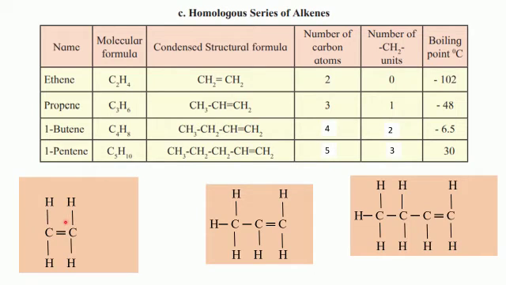Here the structure has been drawn. This is CH2 double bond CH2. Number of carbon atoms is 2, but the number of CH2 units is 0. Now though you can see that this is one CH2, this is second CH2, but we will not consider them to be CH2 units, because in counting the CH2 units, the other 2 free valencies of the carbon atom should be satisfied by single bond only.